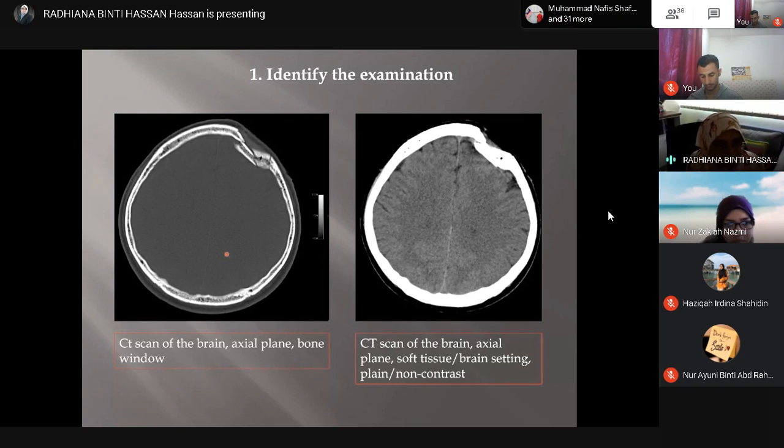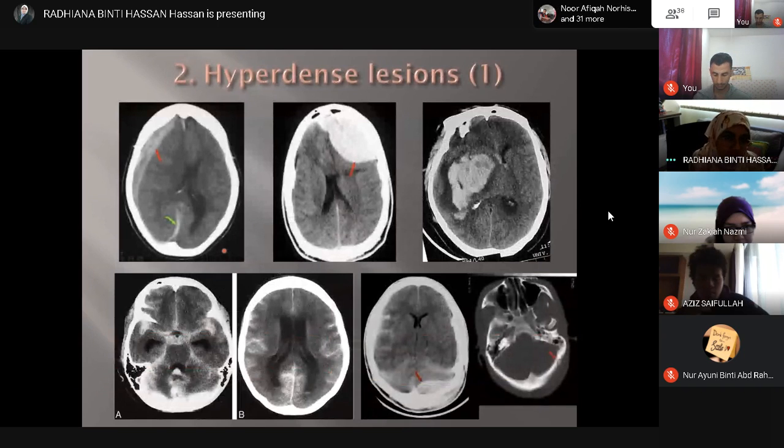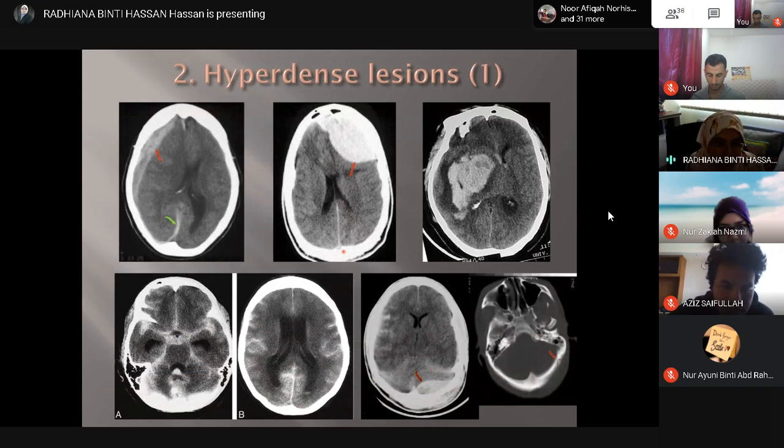So it's kind of weird if you start answering your exam papers telling abnormality here and there based on examination where you actually cannot see the findings. So it must be a proper windowing. So as I told you before, hyperdense lesion in the brain, the most common will be hemorrhage.